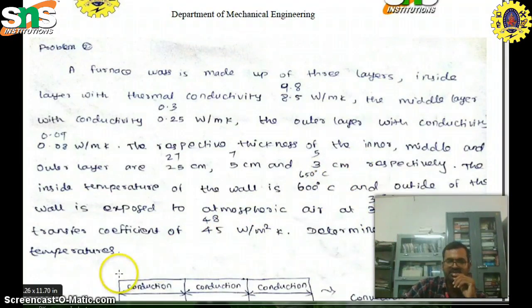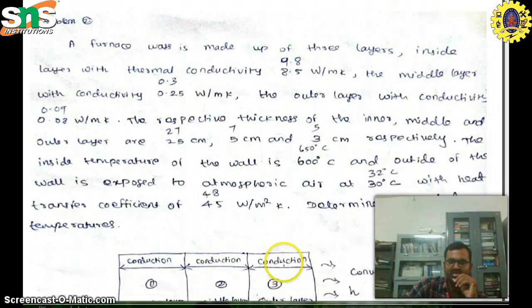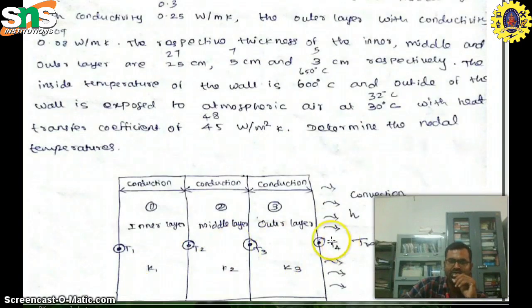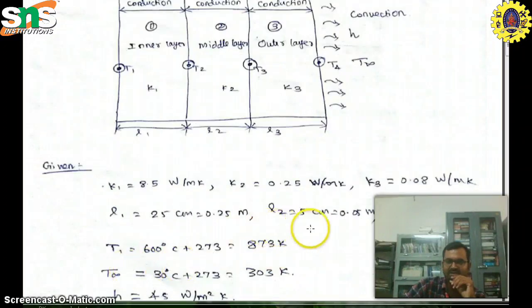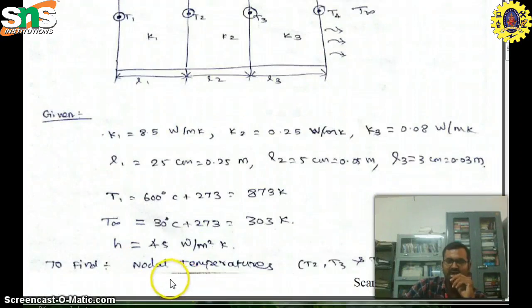Determine the nodal temperatures. In our previous problems, we had two elements, so we calculated the nodal temperatures T1, T2, T3. Here we have three elements, so the number of nodes will be equal to 4: 1, 2, 3, 4. So totally we have 4 nodal temperatures. First I can write down the given data K1, K2, K3, L1, L2, L3, T1, T infinity, H and find out the nodal temperatures T2, T3 and T4.